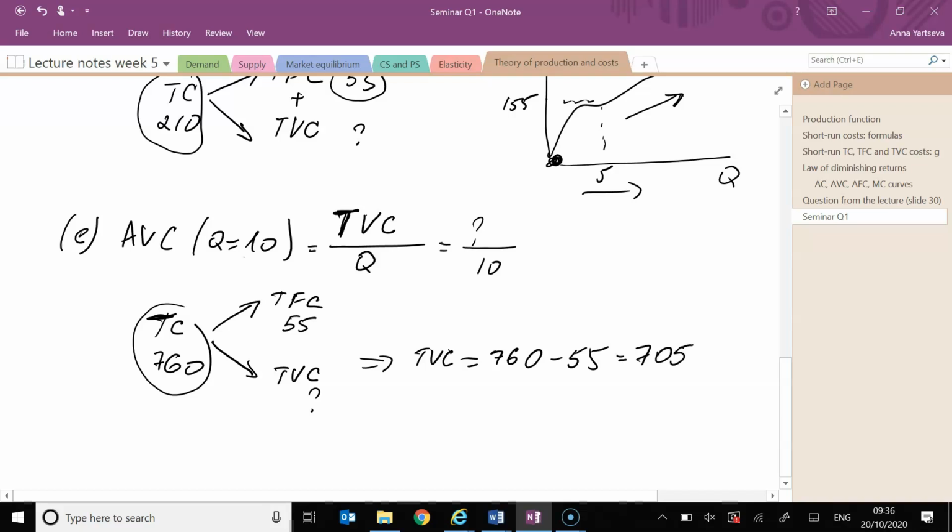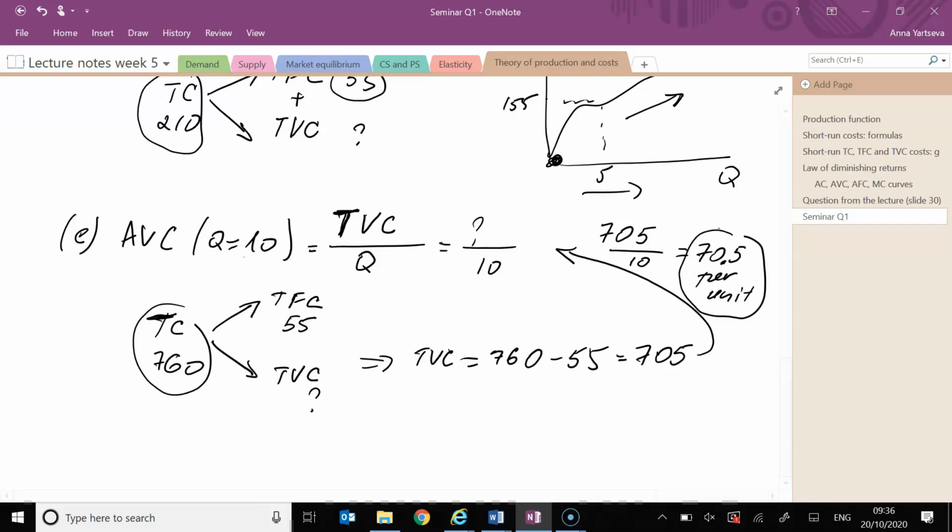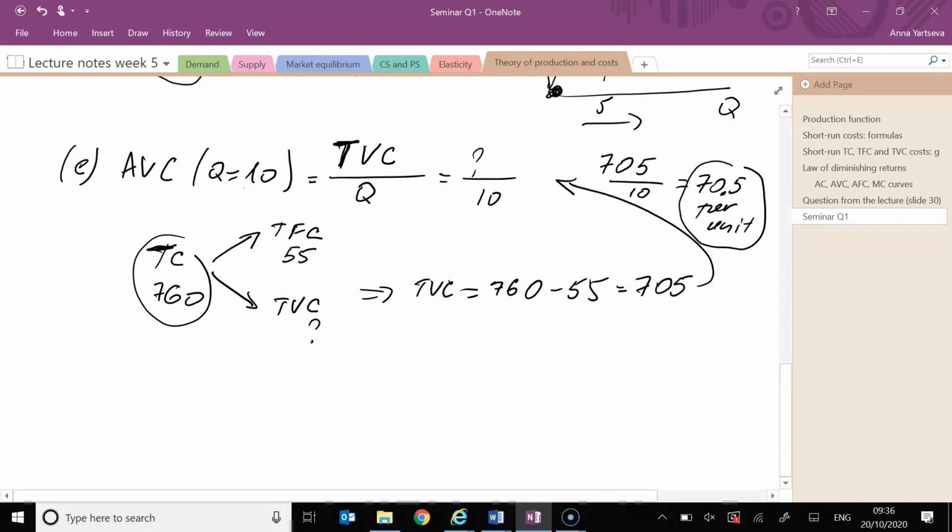And now, because we know this, we can then plug it into our formula and calculate average variable cost per unit. If it cost us 705 to produce 10 units, it implies that it cost us 70 pounds, 0.5 to produce each and every unit. And this is our answer, 70.5 per each unit, average variable cost for this particular production level.